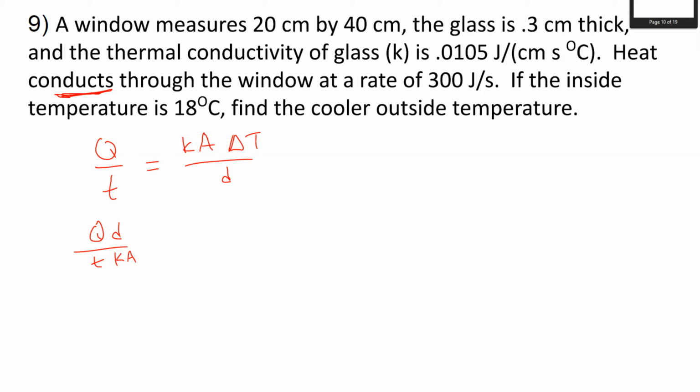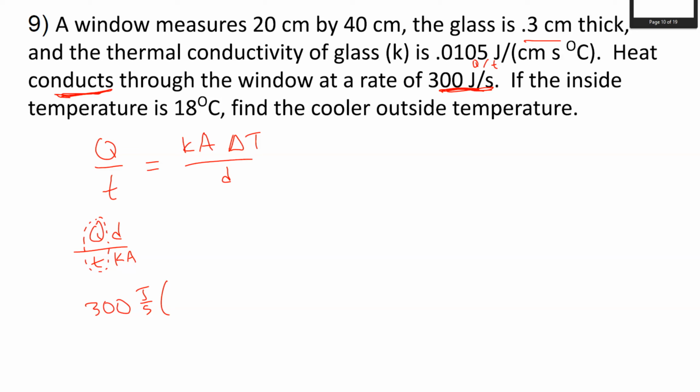When I go looking at these numbers, I see that 300 joules per second. Joules would be a measurement of heat, Q, and S is seconds, that's time. So that number right there is really Q over T all by itself. This is a package unit right there, and its value is 300 joules per second. The thickness of the glass is 0.3 centimeters.